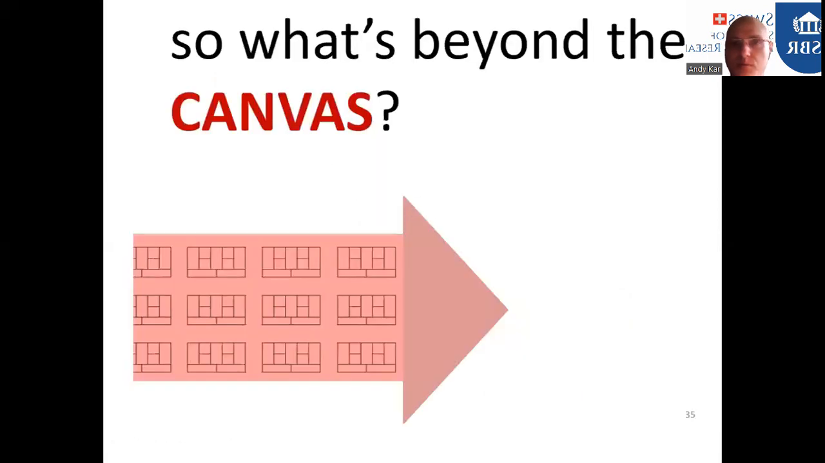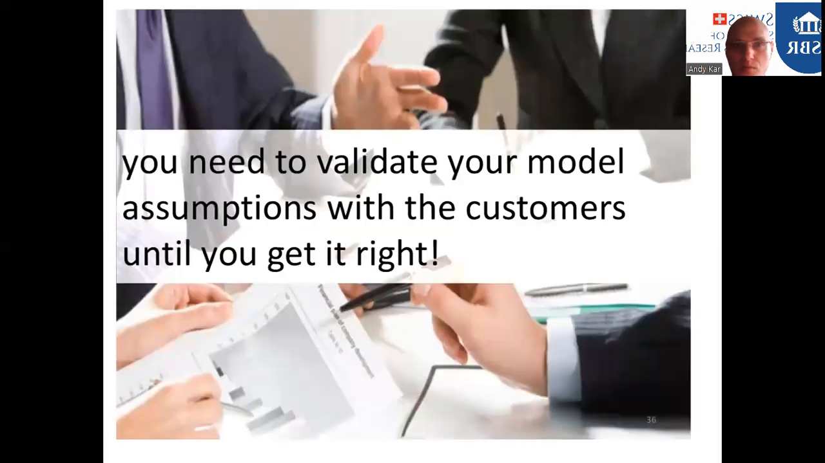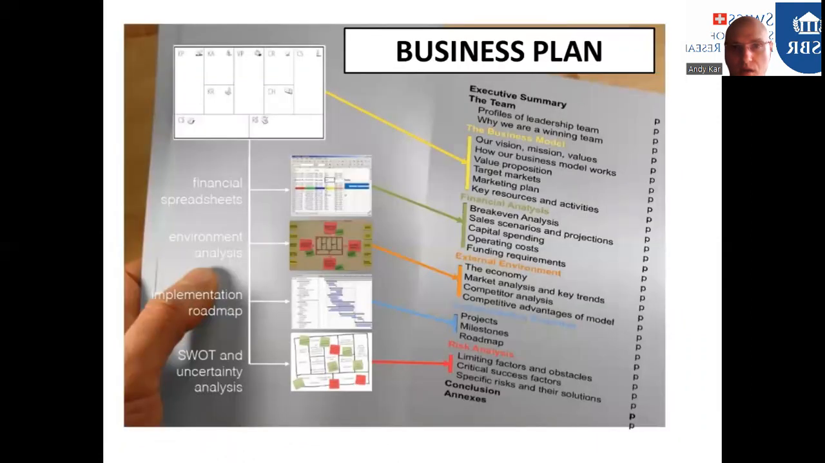So what's beyond the canvas that we saw with the 9 building blocks? You need to validate your model assumptions with the customers until you get it right. And of course, at the bottom of everything is our business plan. We need to have a business plan. You see here a basic business plan. We have the executive summary in the beginning, the team, profiles of the leadership team, why we are a winning team, the business model, which includes vision, mission, values, how our business model works, the value proposition, the target markets, the marketing plan, the key resources and activities.